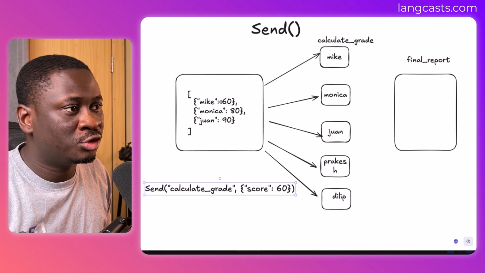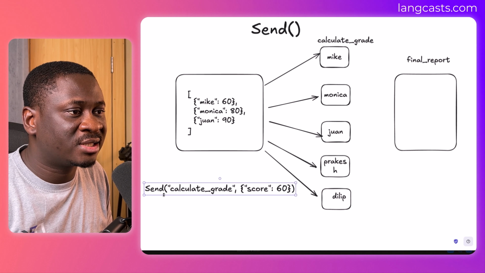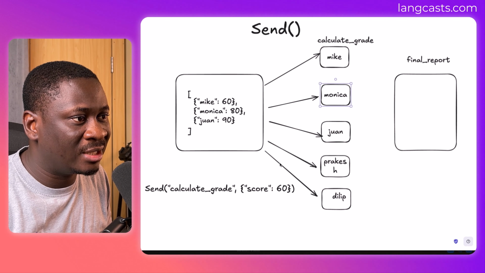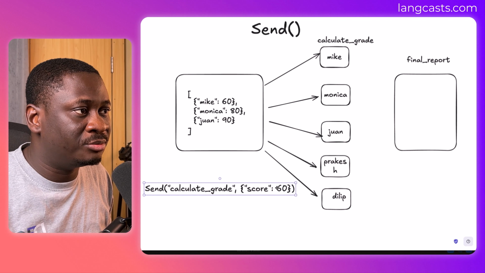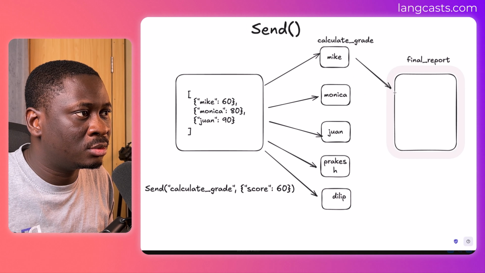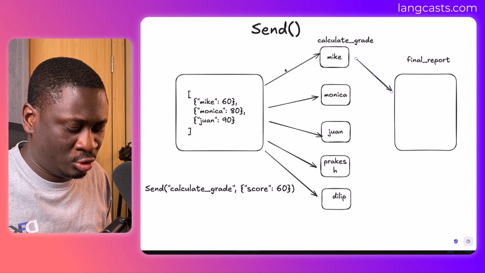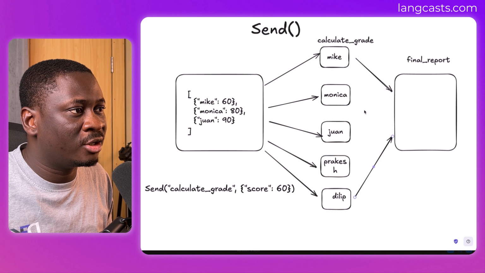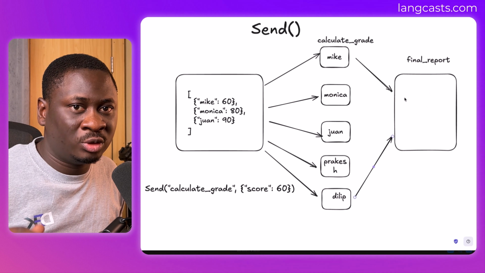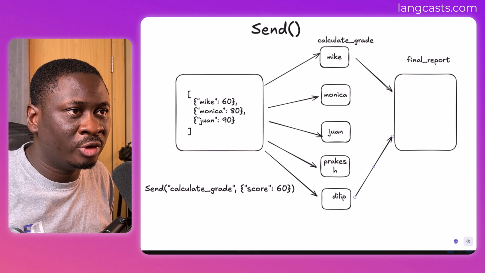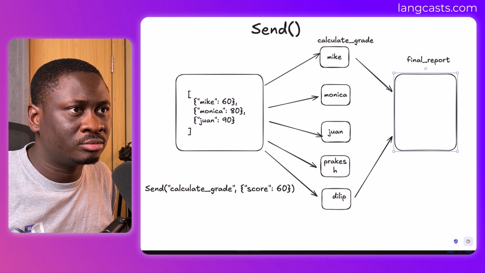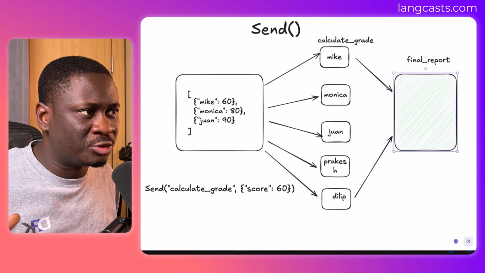You do it dynamically. You spin it up for each of the records, and send is going to enable you to spin up as many instances of this node as you can and pass in a private state to each of them. And at the end of the day, you can take everything and pass it into this final report node, and you can generate a full student report on this node. So that's what send helps you to do.